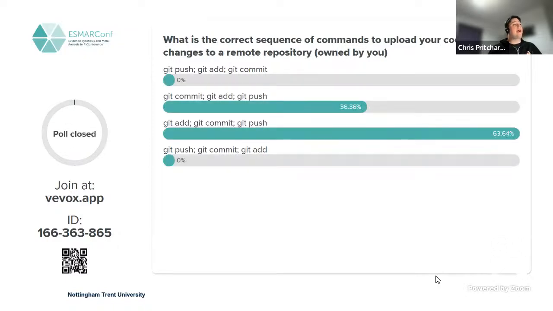So yeah, you add your file. That does what we call staging. So that stages the files. Then you commit them, and then you push that commit up to the cloud or up to that remote repository. So it's git add, git commit, git push that are the sequence of commands you use.